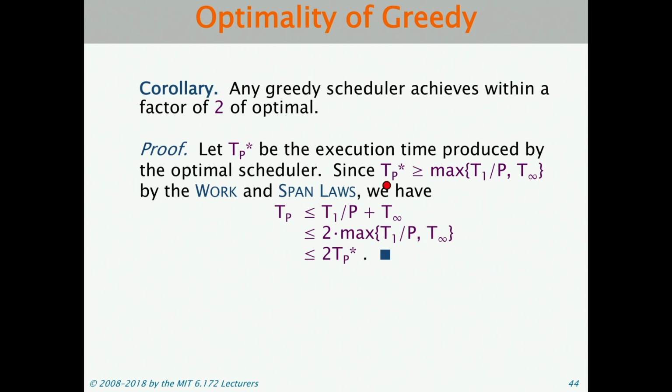So now we can take the inequality we had before for the greedy scheduler bound. So TP is less than or equal to T1 over P plus T infinity. And this is upper bounded by 2 times the max of these two terms. So A plus B is upper bounded by 2 times the max of A and B. And then now the max of T1 over P and T infinity is just upper bounded by TP star. So we can substitute that in, and we get that TP is upper bounded by 2 times TP star, which is the running time of the optimal scheduler. So the greedy scheduler achieves within a factor of 2 of the optimal scheduler.